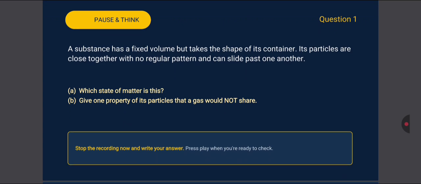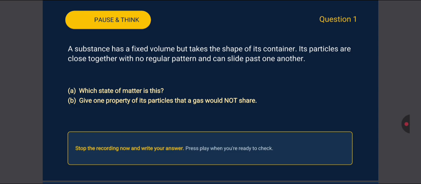Now, we have this question to think and to ponder about. So I'll read this question, and of course, you will have the opportunity to stop the recording so that you can think of an answer, probably write it down, and then compare with the answer on the next slide. I'll read. A substance has a fixed volume but takes the shape of its container. Its particles are close together with no regular pattern and can slide past each other. Which state of matter is this?